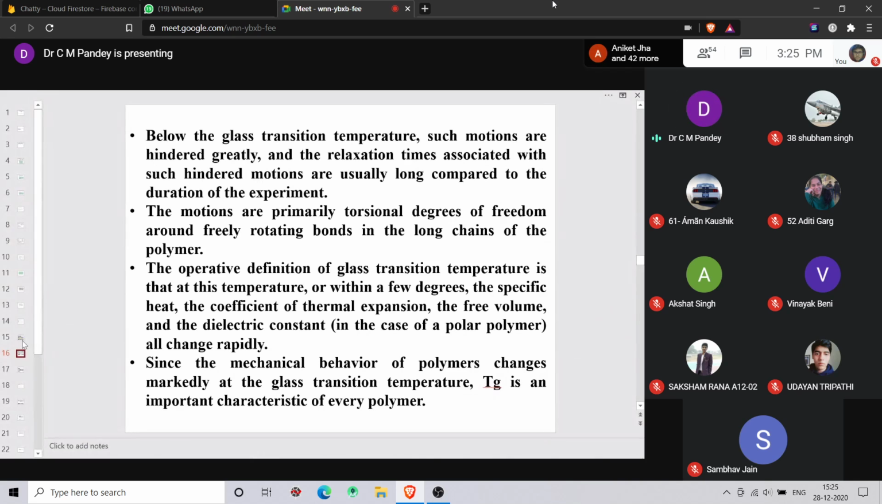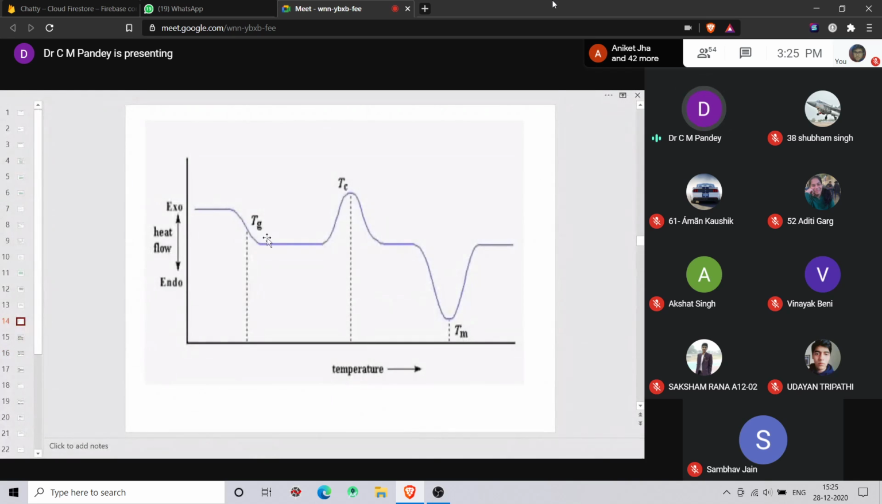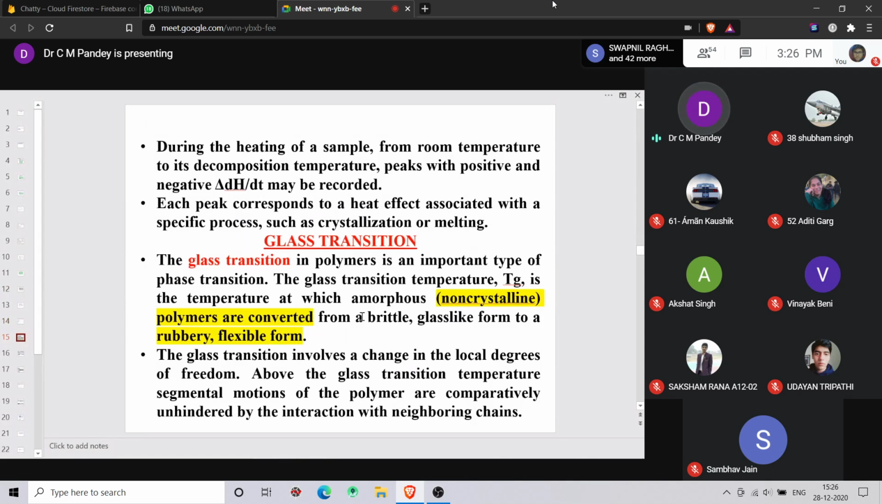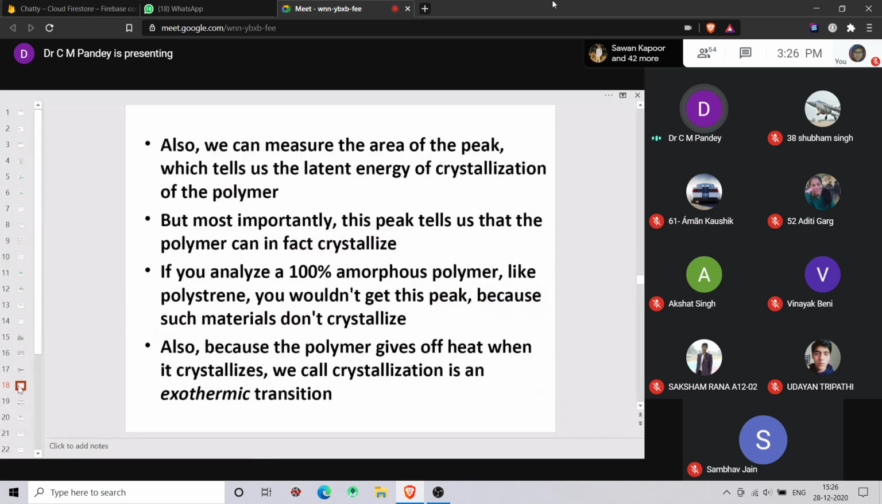So from Tg, we can know about the mechanical behavior of a polymer, whether the polymer is amorphous or crystalline. Suppose we are getting a straight line here. It means the polymer is amorphous. It is not converting into a crystalline or flexible form. And if you are getting a slight deviation in the peak, then that is known as the glass transition temperature, the temperature at which the amorphous, non-crystalline polymers are converted from a brittle glass-like form to a rubbery flexible form.